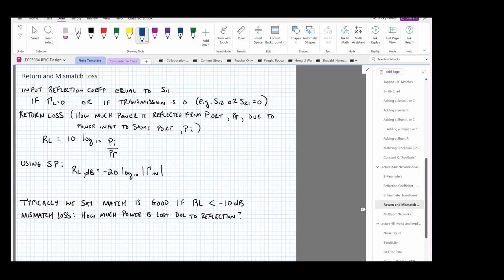So what we just mentioned is that the input reflection coefficient is equal to S11 if the load has no reflection or if the transmission is 0 in at least one direction. And we like to talk about a parameter called return loss. Return loss is just a ratio of how much power is reflected from a port due to what's incident on the port. And because it's a loss, I take the inverse of that ratio. So for instance, here, return loss is equal to 10 log 10 of power incident on the port over power reflected from the port.